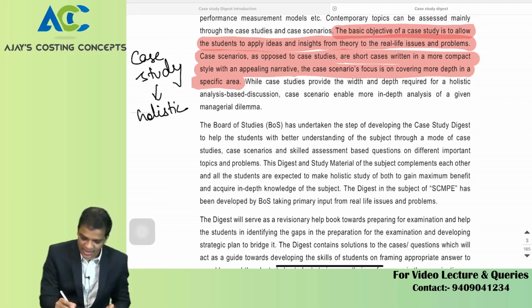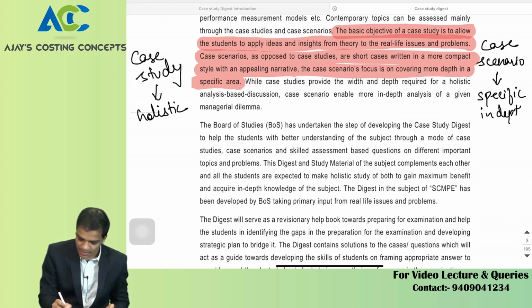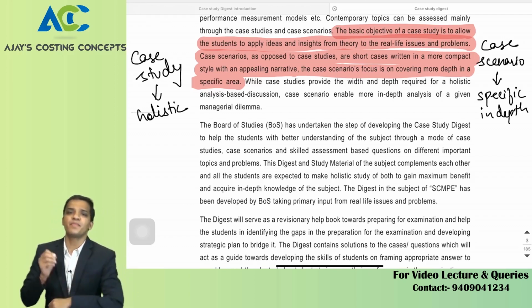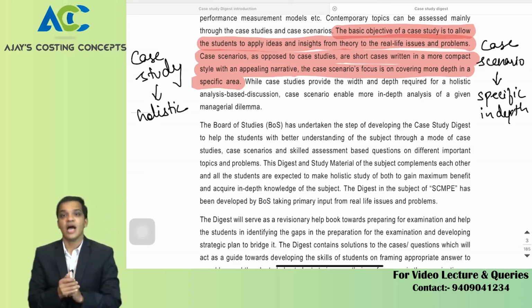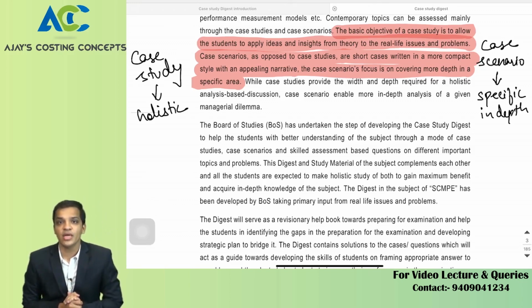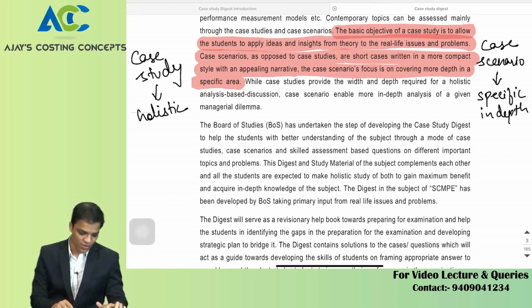Case scenario is a specific, in-depth approach. It is specific, it is in-depth, a specific part that you need to learn or understand, right? So as I said, while a case study provides a wide and deep holistic analysis-based discussion, in case scenarios more in-depth analysis is given, with a managerial dilemma. That is the difference you need to understand. And how a skill-based question should be answered, or what expectation they are putting, I will explain further.